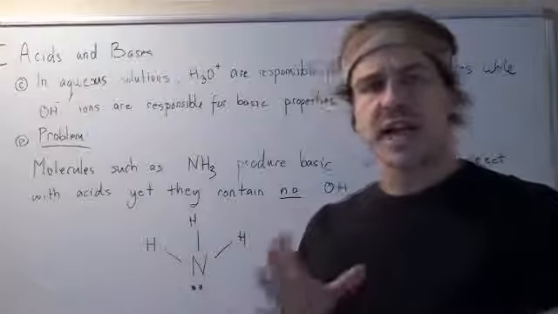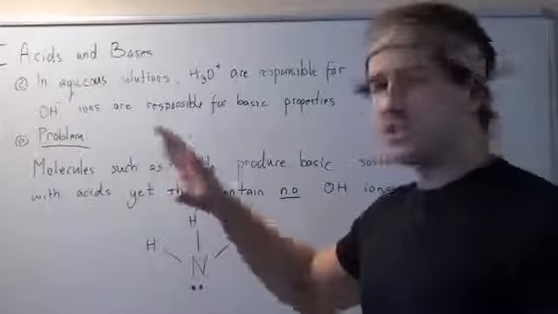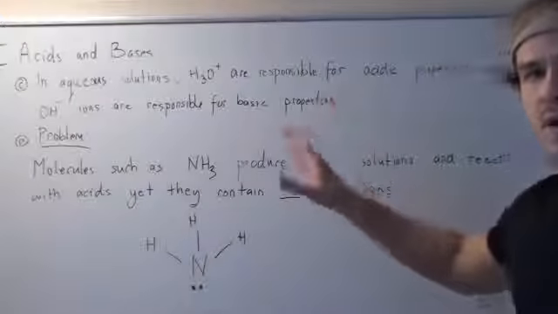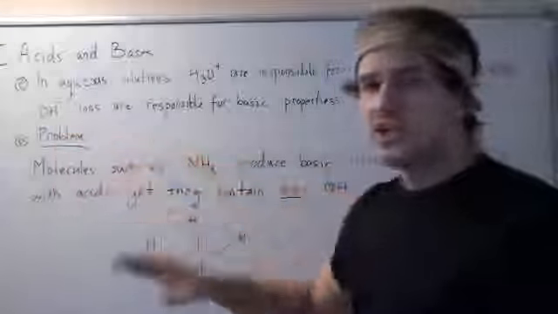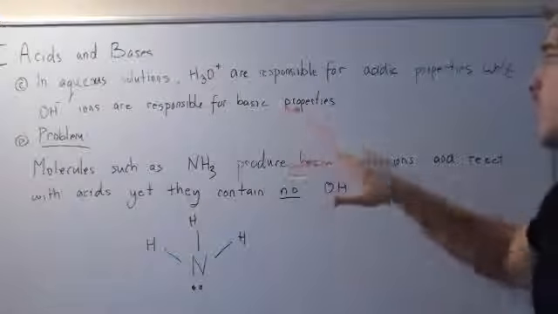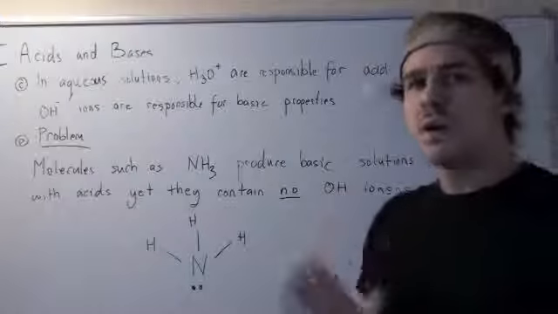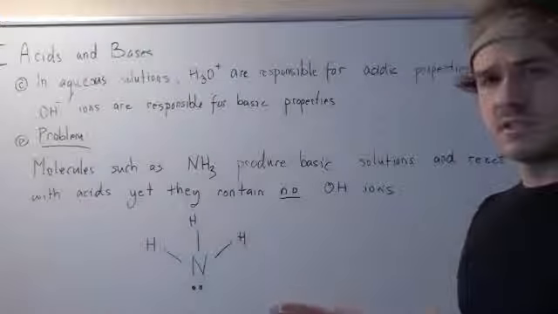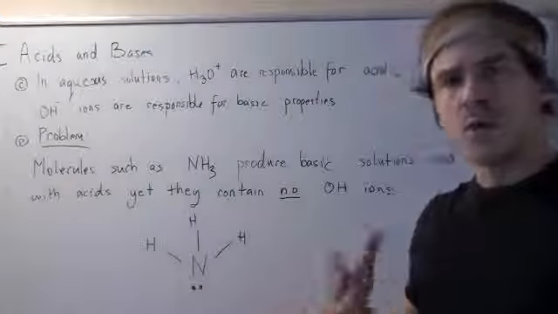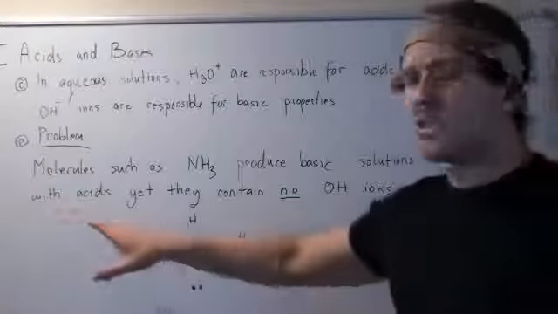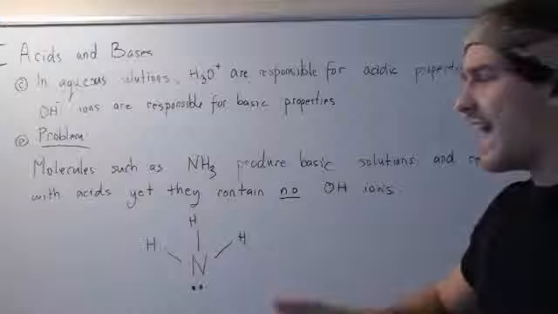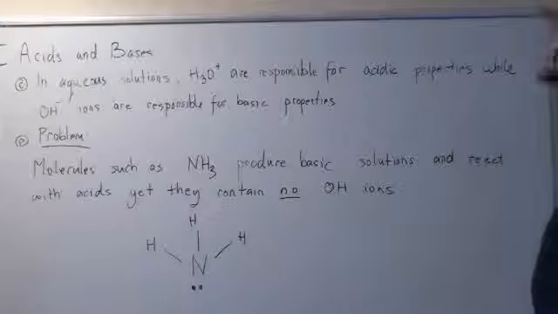According to the Arrhenius acid-base concept, in aqueous solutions, the hydronium ions are responsible for acidic properties, and the OH ions are responsible for the basic properties. Now, one problem with such a definition exists: molecules, such as ammonia molecules, that produce basic solutions and react with acids, and yet they have no OH ions.